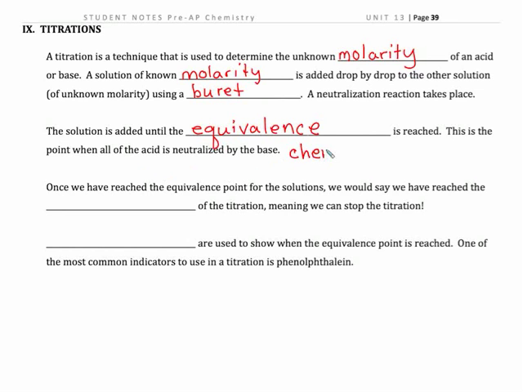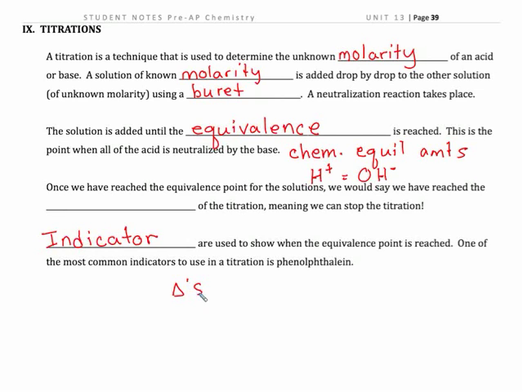This is the point when we have chemically equivalent amounts of our H+ and our OH-. Okay? Now, once we've reached that equivalence point, I don't like the way this is written here. We need a way to see that equivalence point. And we're dealing with clear and colorless acids and clear and colorless bases forming water, which is clear and colorless. So we need a way to show or indicate when we're done. And we use an indicator.